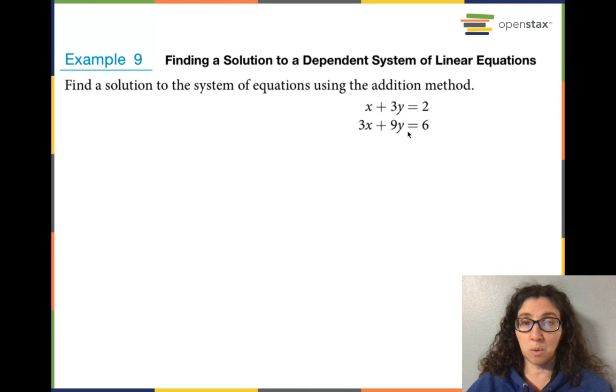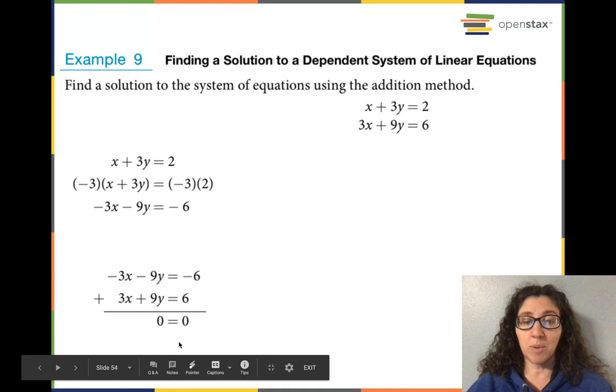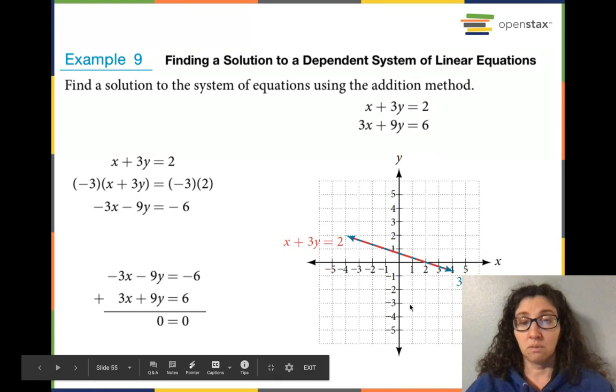All right, what about this one? How should we solve this one? Looks like they're going to use addition. So they're going to multiply the top equation by -3 to get this. We add the two equations together and we get that 0 equals 0, which is true, but not very interesting. Anytime you get an obviously true statement, like 0 equals 0 or 2 equals 2, what does that mean? It means you got the same line, right?